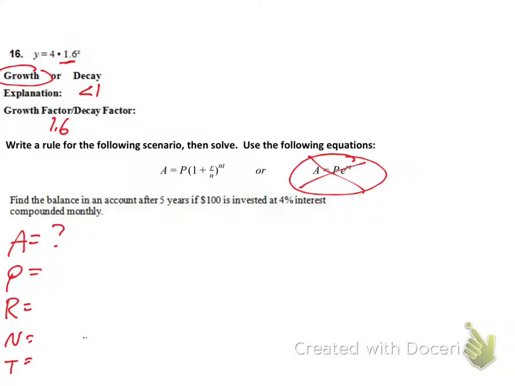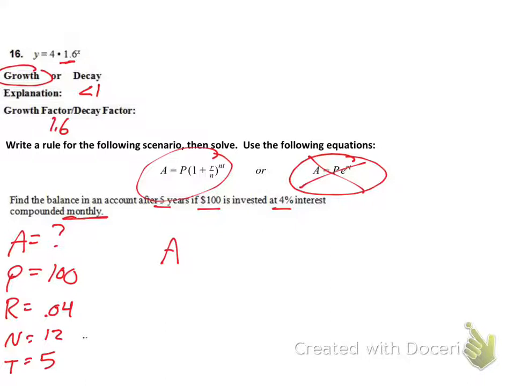My A is essentially what I'm going to get back. My P is my principal, so the amount of money that I'm putting in, so $100. And then the rate is 4%. I turn that into a decimal, that's 0.04. N is my number of times it's compounded in a year. So if it's monthly, there's 12 months in a year. And then time is 5 years. So then all I got to do is plug it into this equation.